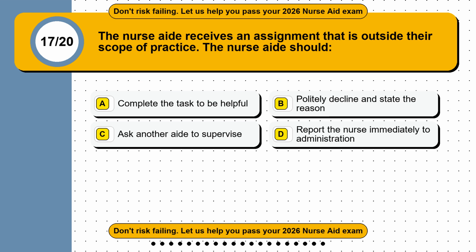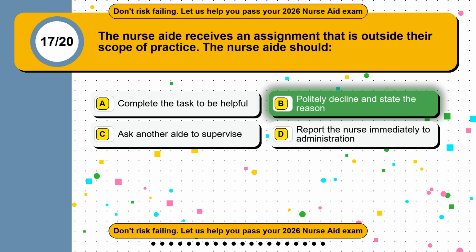Question 17. The nurse aide receives an assignment that is outside their scope of practice. The nurse aide should: Option A, complete the task to be helpful. Option B, politely decline and state the reason. Option C, ask another aide to supervise. Option D, report the nurse immediately to administration. The correct answer is option B, politely decline and state the reason.